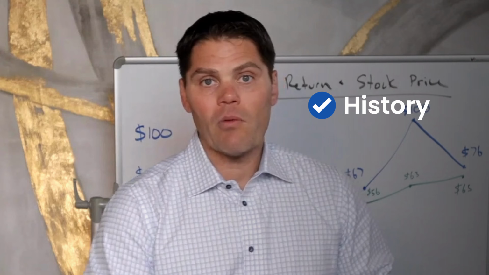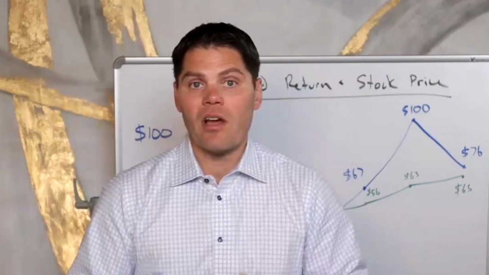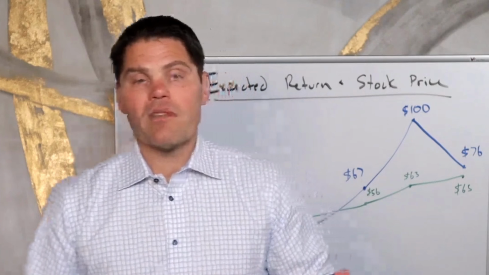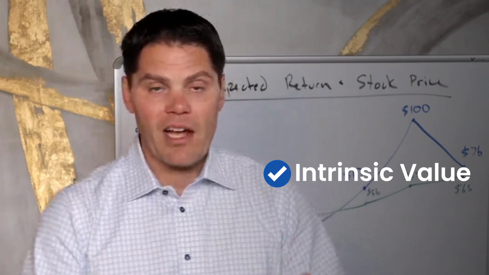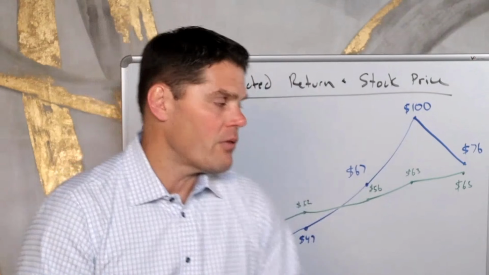Here's an example on how to look at expected return from what we know from history and what we know from future estimates. And I'll break this down to the numbers. And that always is the starting point: well, what's already happened? Where are the numbers showing us? You have the intrinsic value numbers, which are based upon the actual financials of the company, and then you have the stock price numbers. So let's look at what it looks like.